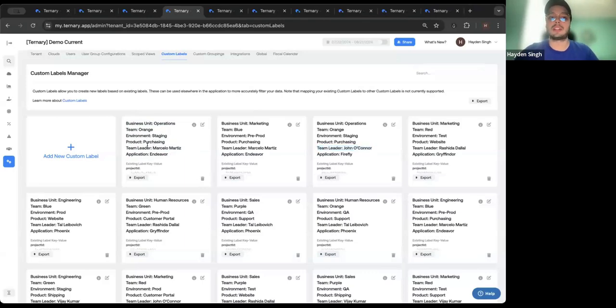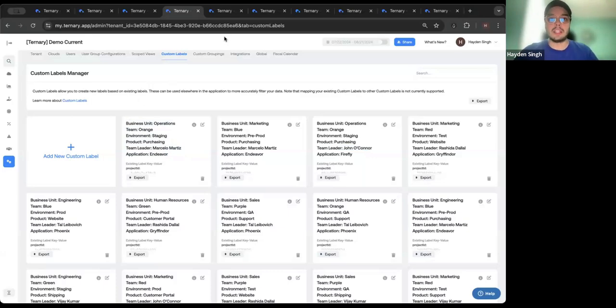So we can create these custom labels, which is an arbitrary key value pair that can now then be populated throughout the rest of the platform, and we can use to create either different scoped views, or we can create different dashboards or reports, all based off of these new custom labels that aren't written back to the cloud provider, but are now populating throughout all of Ternary here.